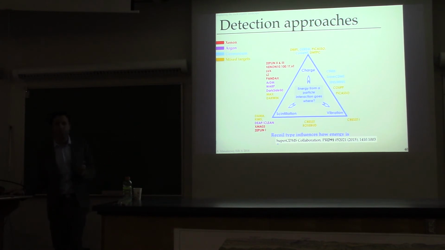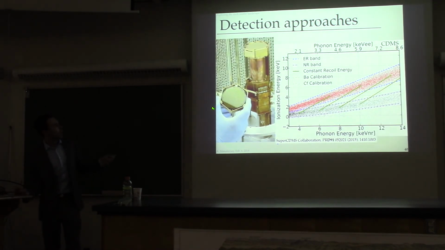CDMS, Harry mentioned that in the beginning. Here's one of those germanium detectors he mentioned. It's about the size of a hockey puck. They measure ionization, charge, and also vibration, phonons. And this is from one of the detectors.